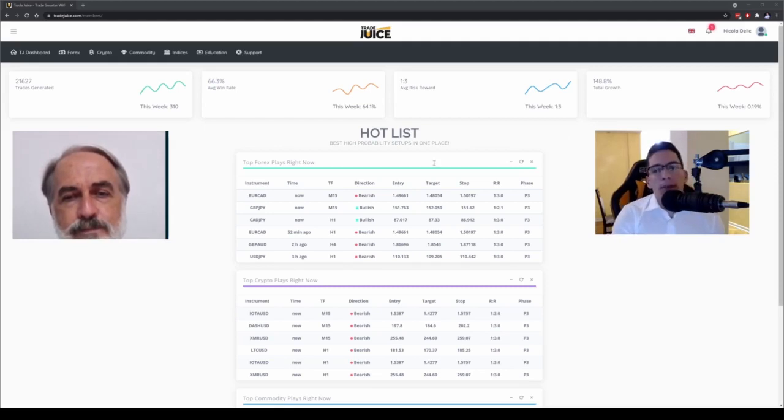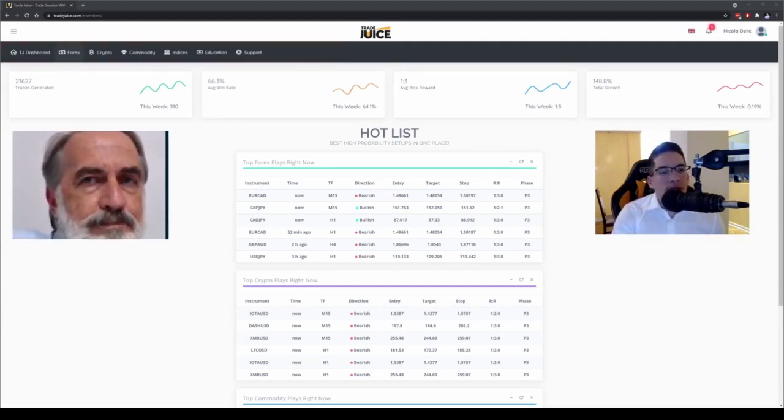And let's start from the top. Over here, you have a small menu where you can go deeper into the pages of the platform.